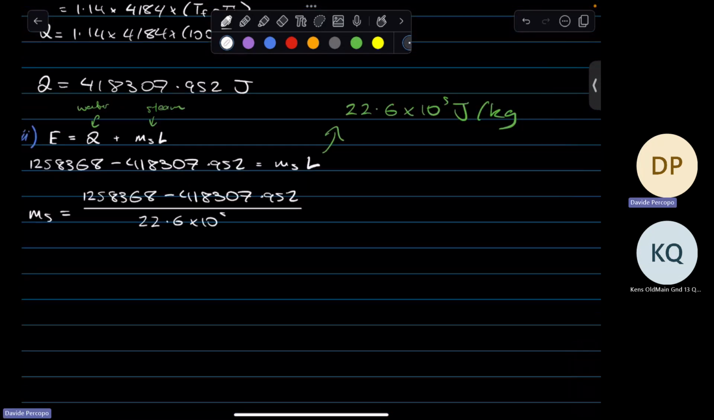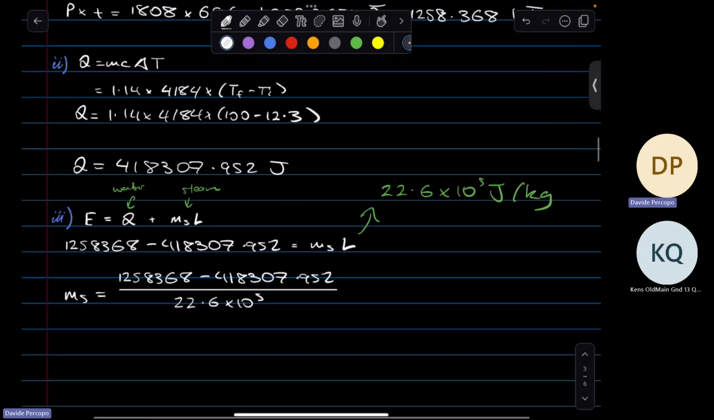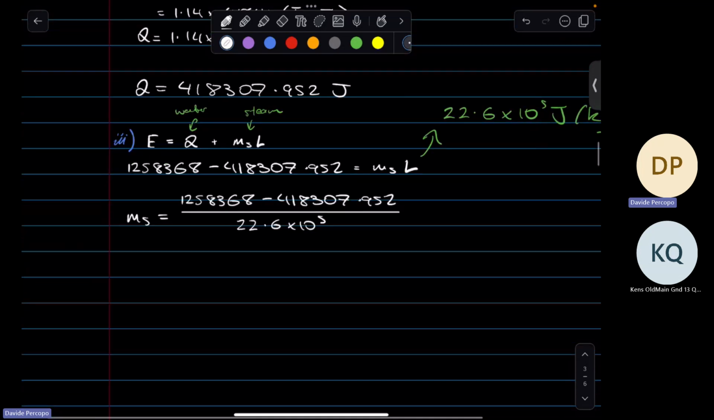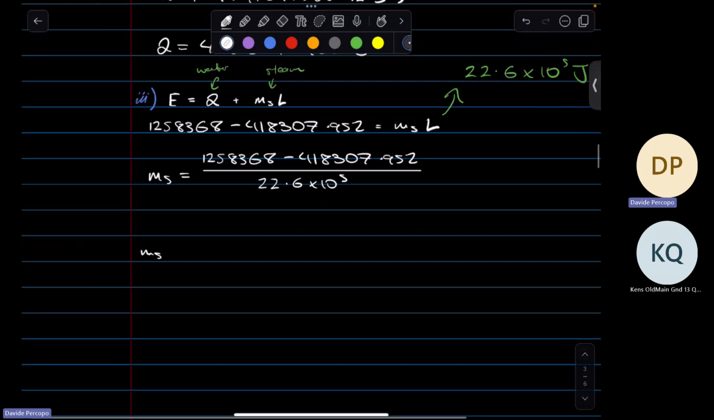Times 10 to the 5. I don't need to do any conversions because the quantities are already in SI units. That's why I say SI units are good. Now you get roughly 0.3717. Is that what you got?